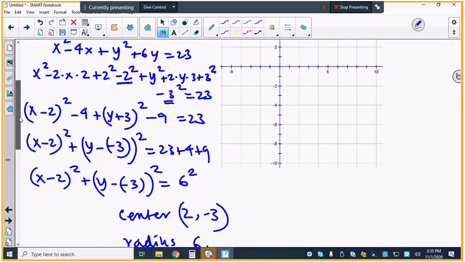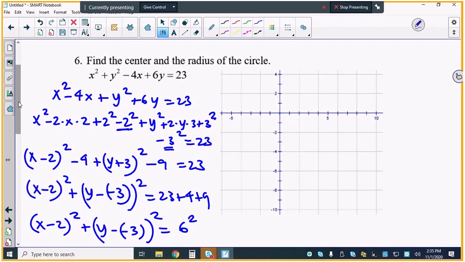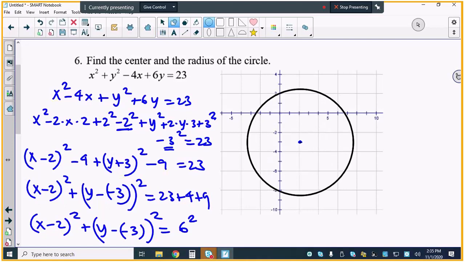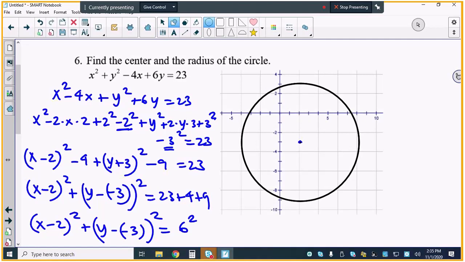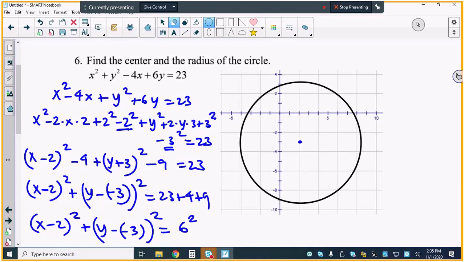So if I have to draw the picture, I will go to 2 comma negative 3 first. X equal to 2, y equal to negative 3 is here, and then I will draw the circle, which will go to 6 units as radius. So that kind of justifies the picture, where the center is given by 2 comma negative 3 and the radius is 6 units.